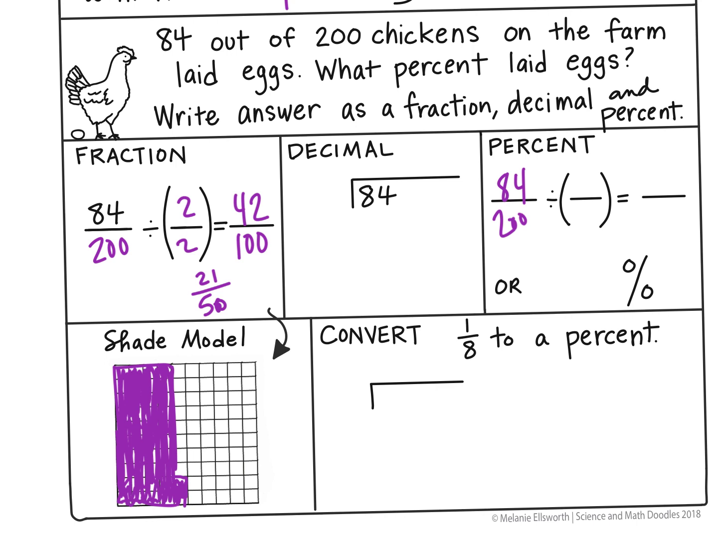You have 84 over 200. And I'm going to reduce it so that my percent is out of 100. So I want 100 to be on the bottom here. 42 of 100.